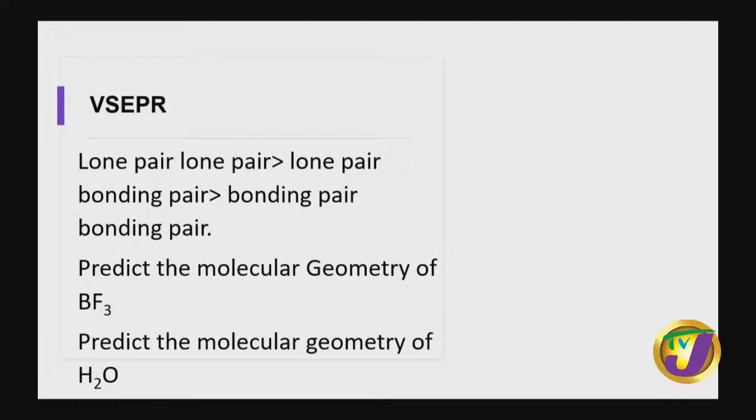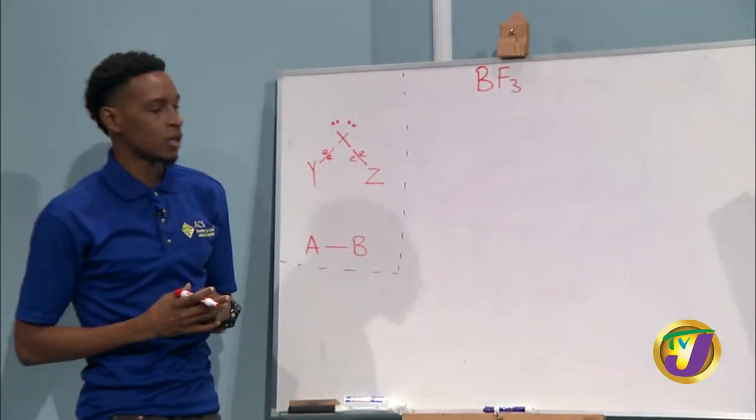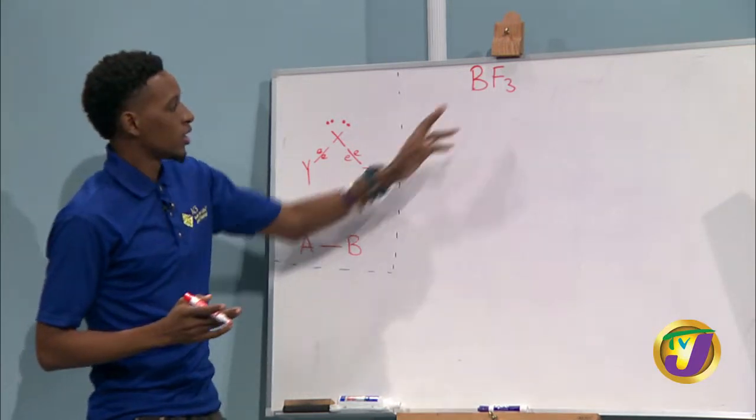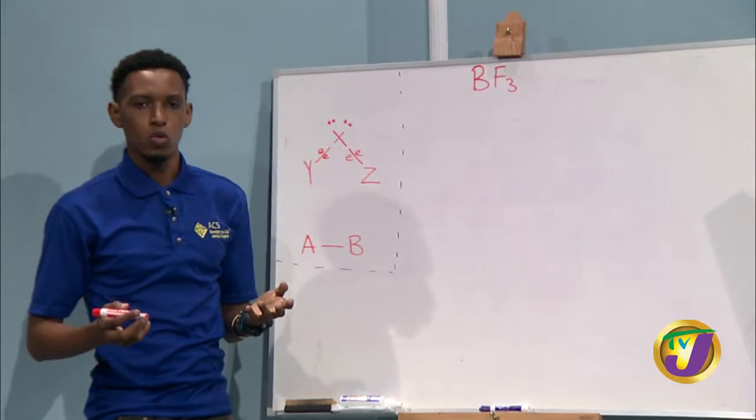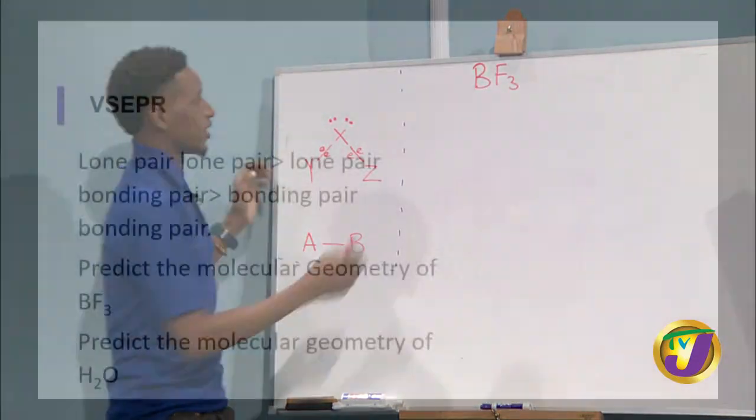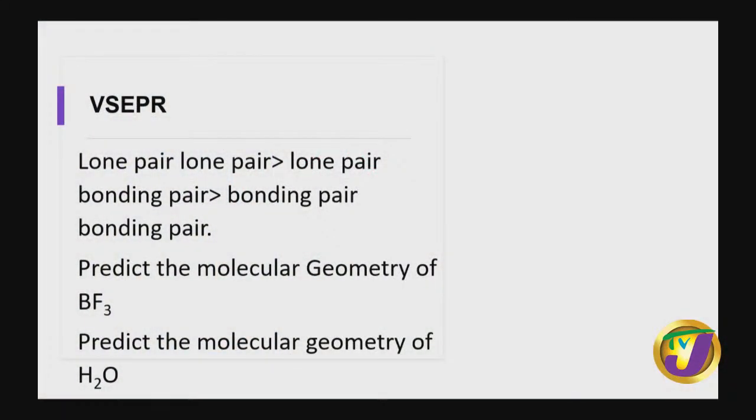So in a question like this, your teacher, or on the question paper, they'll give you the molecular formula, BF3. And they'll say to you, predict the molecular geometry of this molecule. Now, the first step says that we should identify the central atom. The central atom is usually the least electronegative atom. Here, boron is a lot less electronegative than fluorine. Fluorine is the most electronegative element, right? So I'll use boron as my central atom.